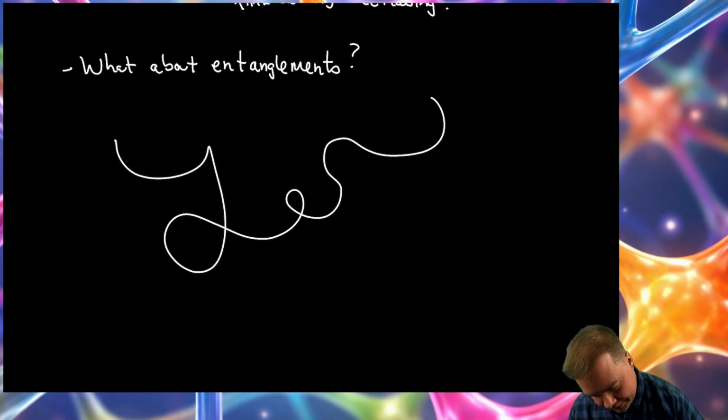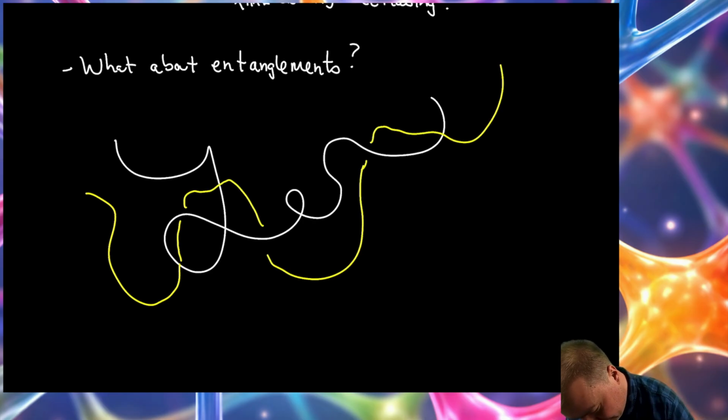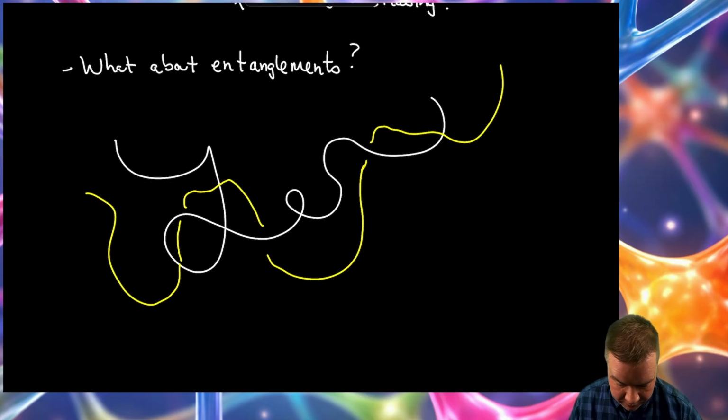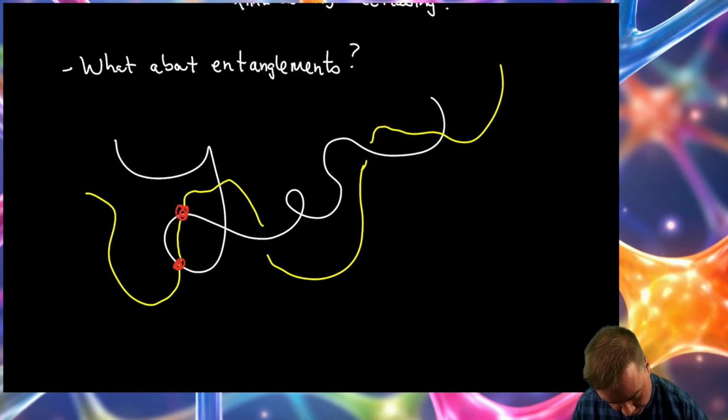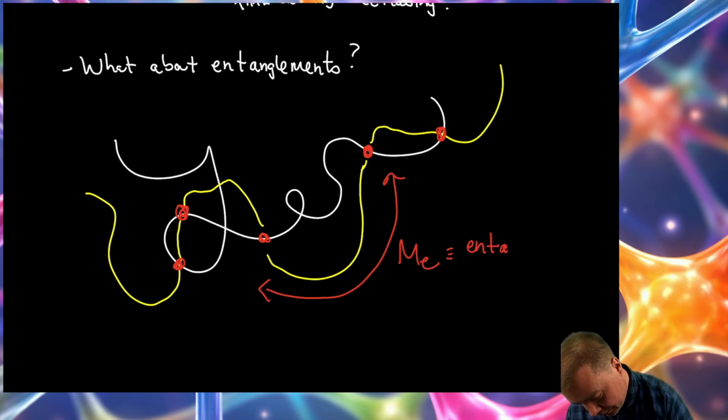So I've got a polymer like this, and then I have another one coming in next to it, and it crosses maybe over here, and then under here, and then over here, and under here, maybe under there, and over here. So in this case, I've got a certain number of physical crosslinks that have formed in my sample, right? I've got a crosslink here, here, here, here, and here. And on average, I have a certain molecular weight between entanglements, okay?